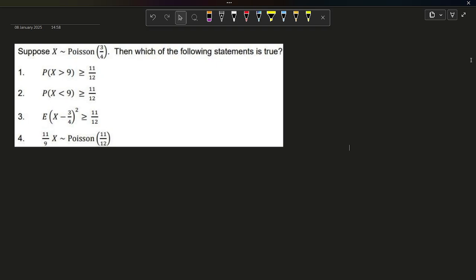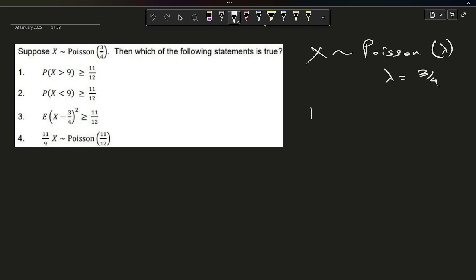To solve this, we analyze the properties of a Poisson random variable and evaluate each statement. The given statement is that my x can be approximated by the Poisson lambda, where lambda is equal to 3 by 4. So Poisson distribution properties are there.